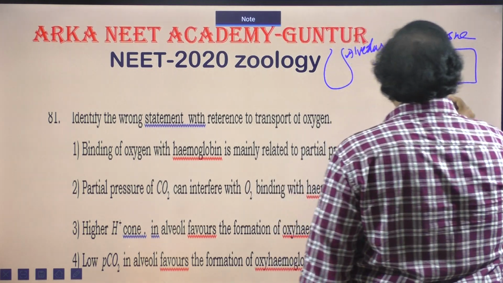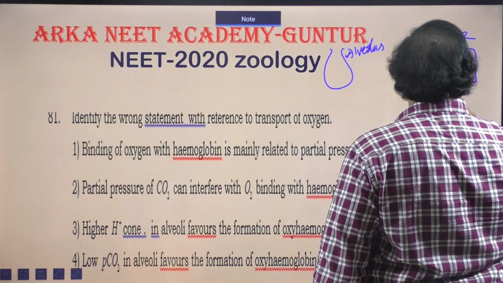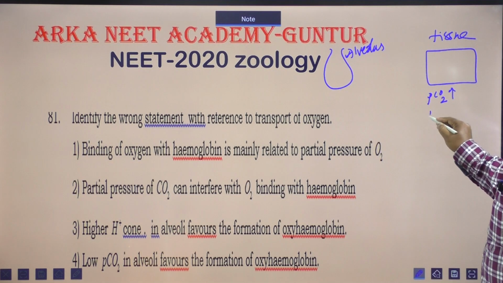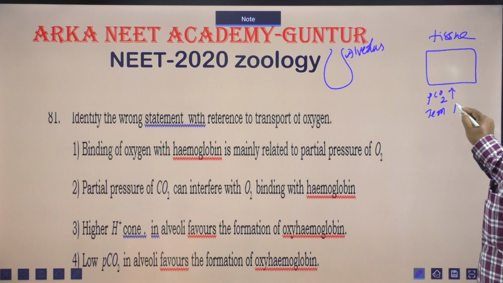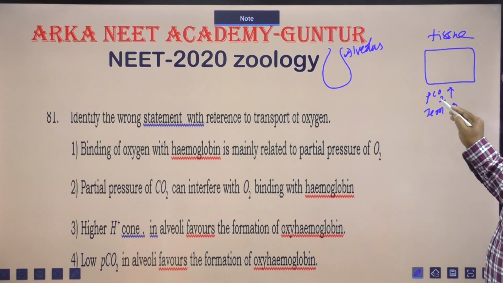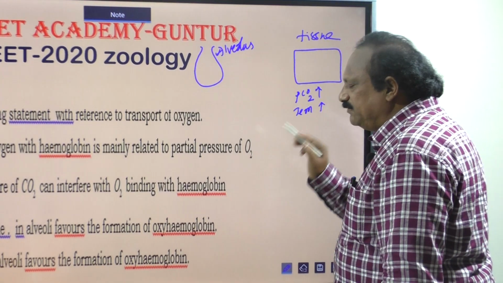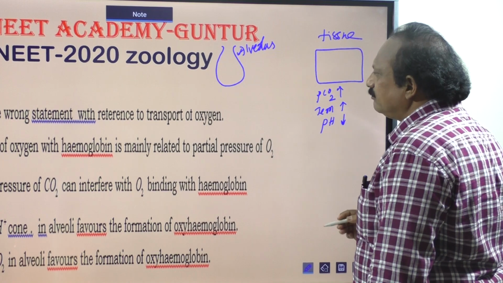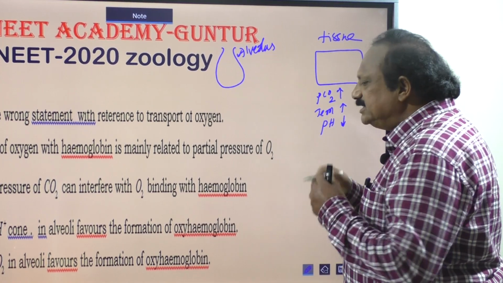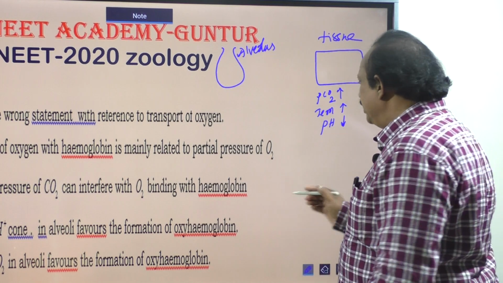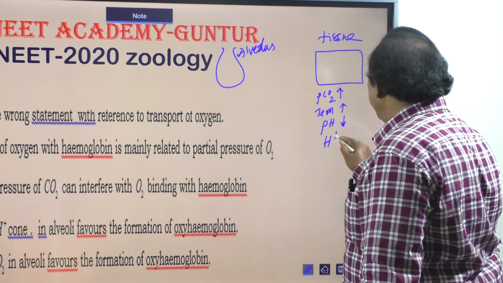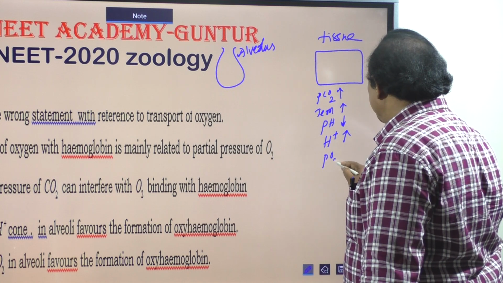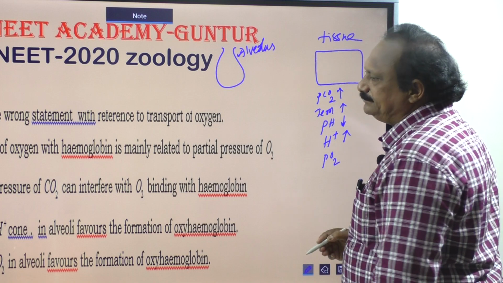At the level of tissue, the partial pressure of carbon dioxide is high, and the temperature is also high. This carbon dioxide combines with water and forms carbonic acid, hence the pH is low. The carbonic acid dissociates into bicarbonate and hydrogen ions, therefore hydrogen ion concentration is very high and oxygen partial pressure is low at the tissue level.